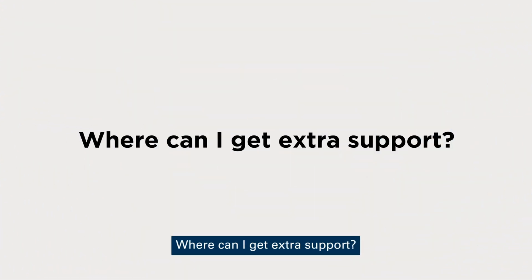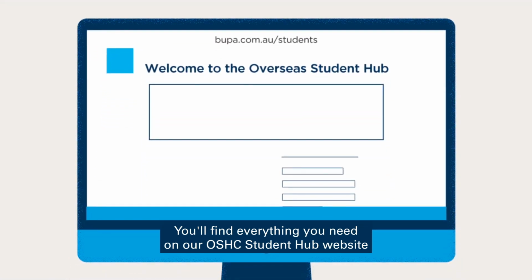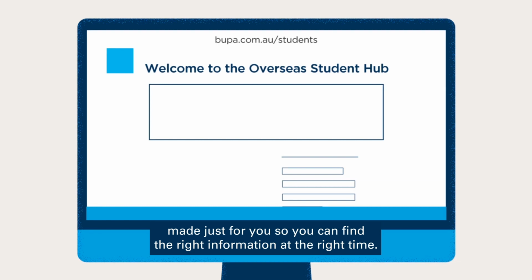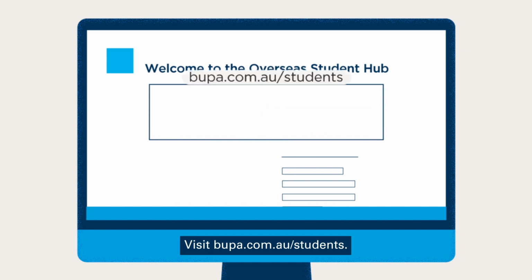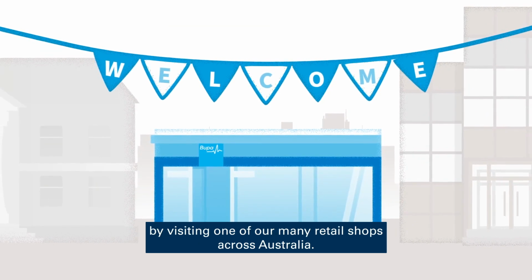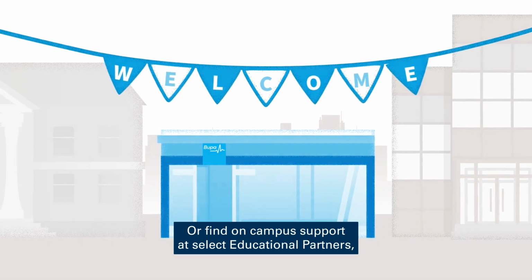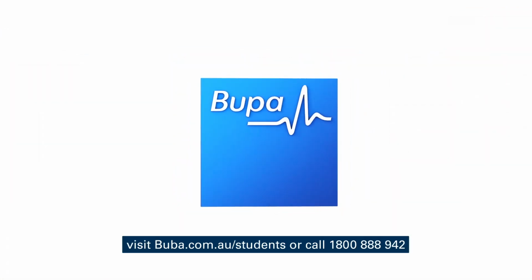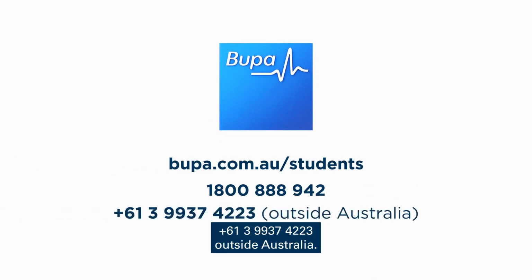Where can I get extra support? You'll find everything you need on our OSHC Student Hub website, made just for you, so you can find the right information at the right time. Visit bupa.com.au/students. Don't forget, you can speak to one of our friendly consultants in person by visiting one of our many retail shops across Australia or find on-campus support at select educational partners. Visit bupa.com.au/students or call 1-800-888-942, or +61 3 9937 4223 outside Australia.